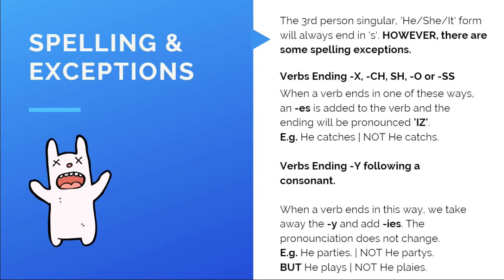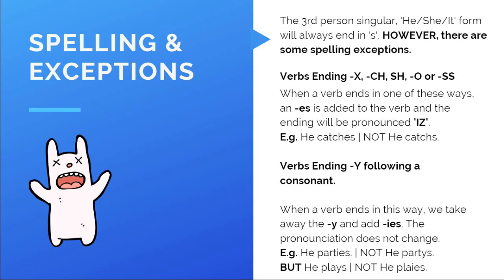An example with a verb ending o, a very common example, is the verb to go. He goes is not spelt G-O-S, that would be pronounced gos. However, it's spelt G-O-E-S. He goes, she goes, it goes.